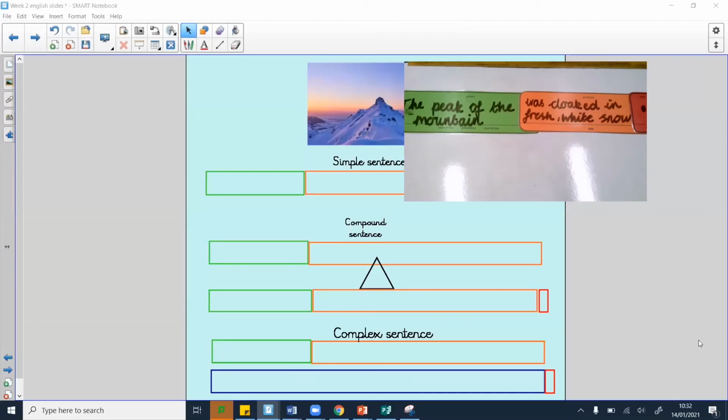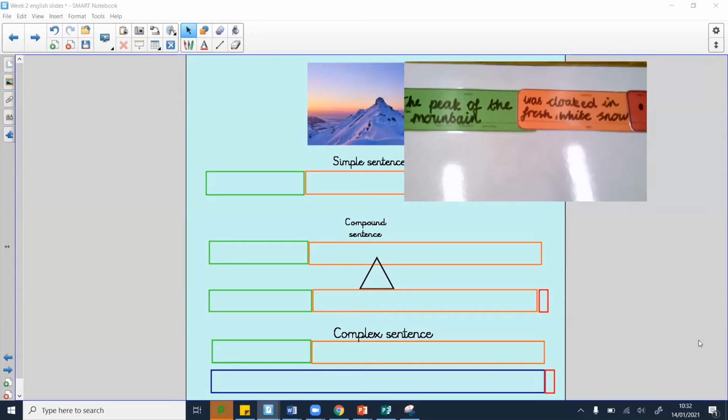Wonderful. So I have had a go at my first sentence, which is a simple sentence. So it's only made up of a subject, a predicate, and a stop. I've written about the peak of the mountain, which is my subject. So I've said the peak of the mountain was cloaked in fresh white snow. And I've stopped it with a full stop. Not forgetting that I've done a capital letter for my 'the'. What's my verb in this sentence? Okay, my verb is 'was'. So I've got the peak of the mountain was cloaked in fresh white snow.